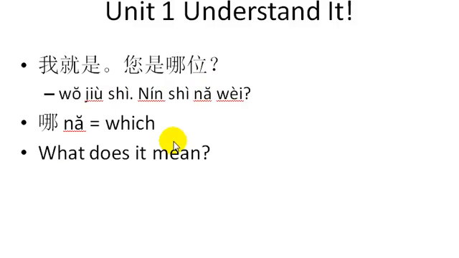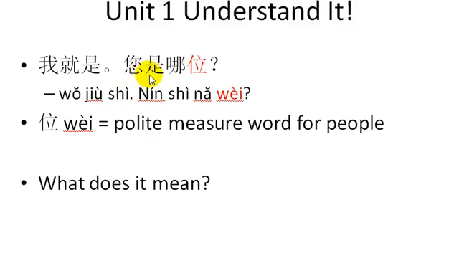So 哪 here means which. na. It's a question. It's not na. You remember if you take off this radical here, you have na, which means that. 这个 and 那个, this and that. But you add this here and it turns it into 哪, which means which. So 您是哪? So we're getting closer to our question here.